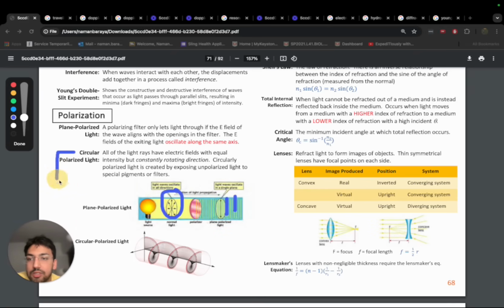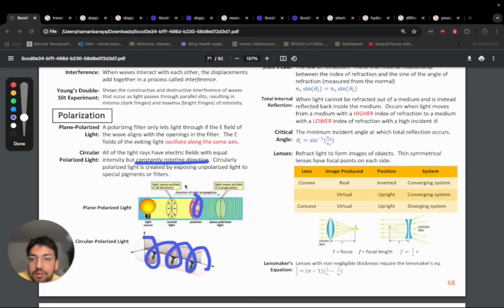Circular polarized light is the same kind of thing. It's the idea that the direction is constantly rotating. So instead of this being stationary, it's constantly rotating like this. And so you have this very unique pattern. Circular polarized light is created by exposing unpolarized light to special pigments or filters.